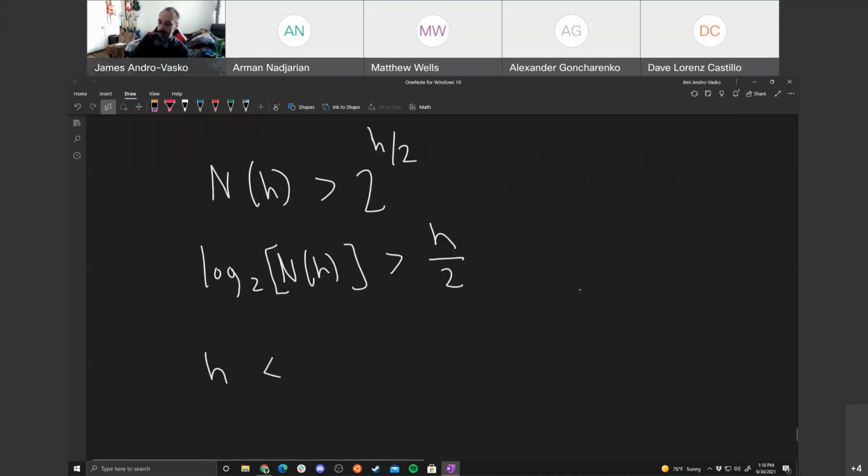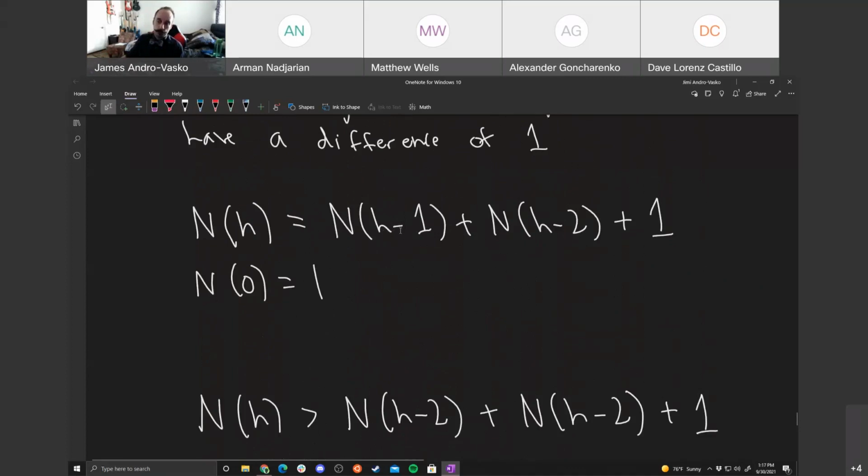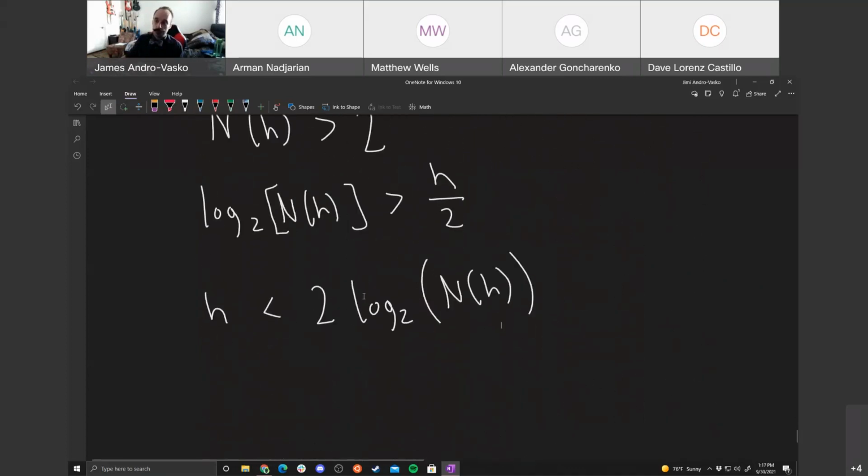So h is less than 2 times log base 2 of n of h. That means h has a max: h can never surpass 2 times log of n. Now, if we go back to the original formula and put back h minus 1 for that subtree, it'll be exactly 2 times log base 2 of n of h, and n of h will be just n, basically. So the height can never be worse than 2 times log of n. Therefore, the height is going to be O of log n.